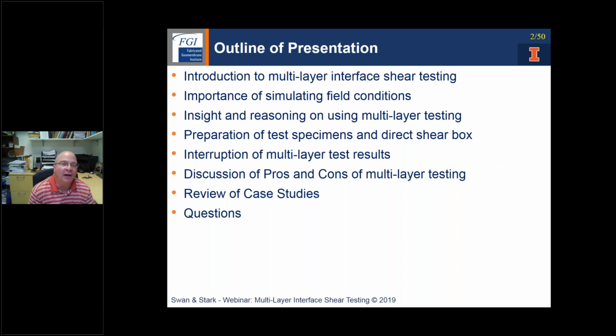I have a short outline here. We're going to introduce the concept. In a way, it's similar to interface testing that we do traditionally, except the big part, we're not going to fix the interfaces to the shear box. The reason we're going to do it, we're going to talk about simulating field conditions. I'm going to provide some insight on multi-layer testing, how to prepare the specimens and the shear box, and then get into a discussion about interpreting multi-layer test results, and I'll present some pros and cons. Dr. Stark will come on then and do an extensive review of some case studies that he's been working on.